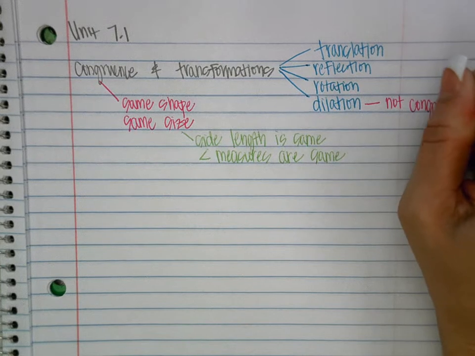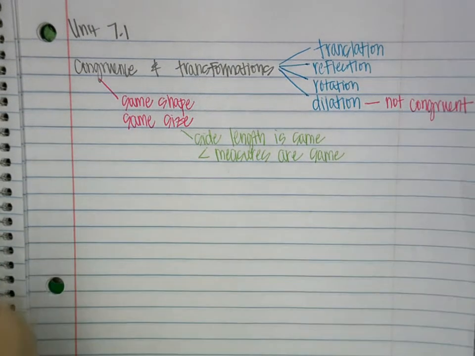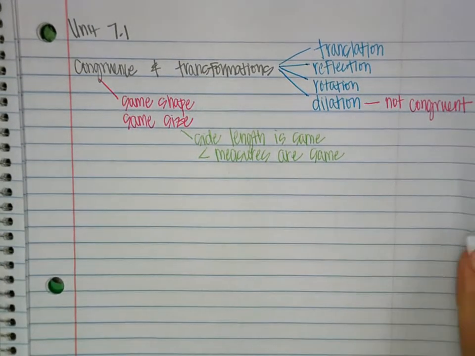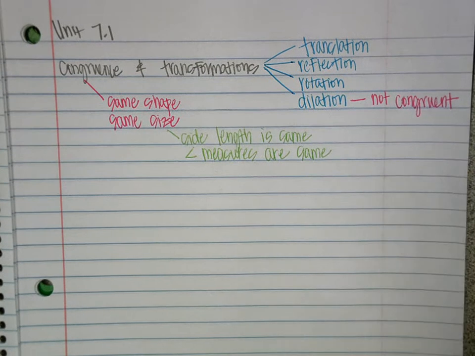So more or less what we're going to talk about today, and this will be in your book, is that we're going to show you different pictures. You're going to look at different figures and tell me, are they congruent and why? How could you get from one to the next one? Could you translate it, could you rotate it, or could you reflect it?